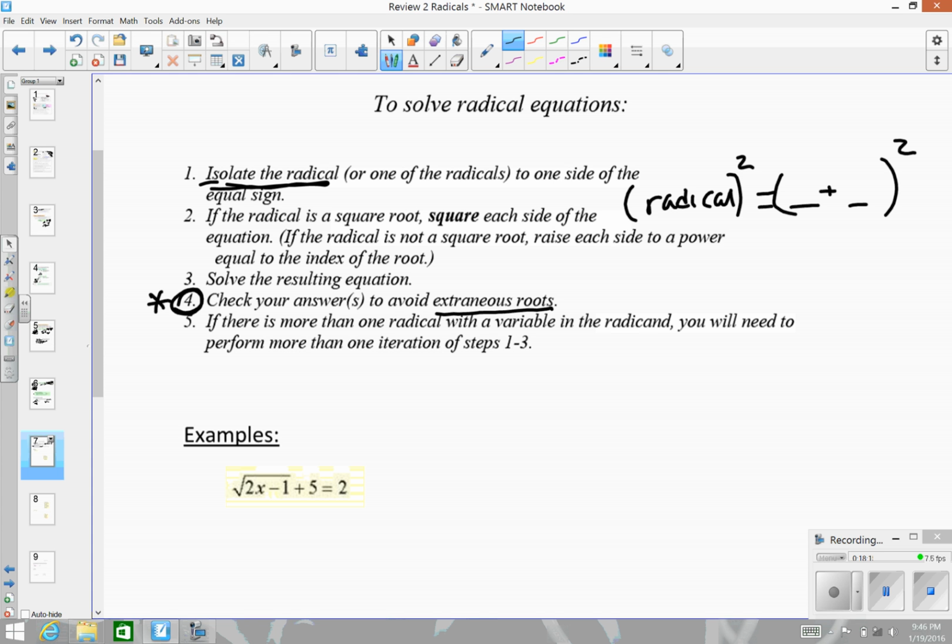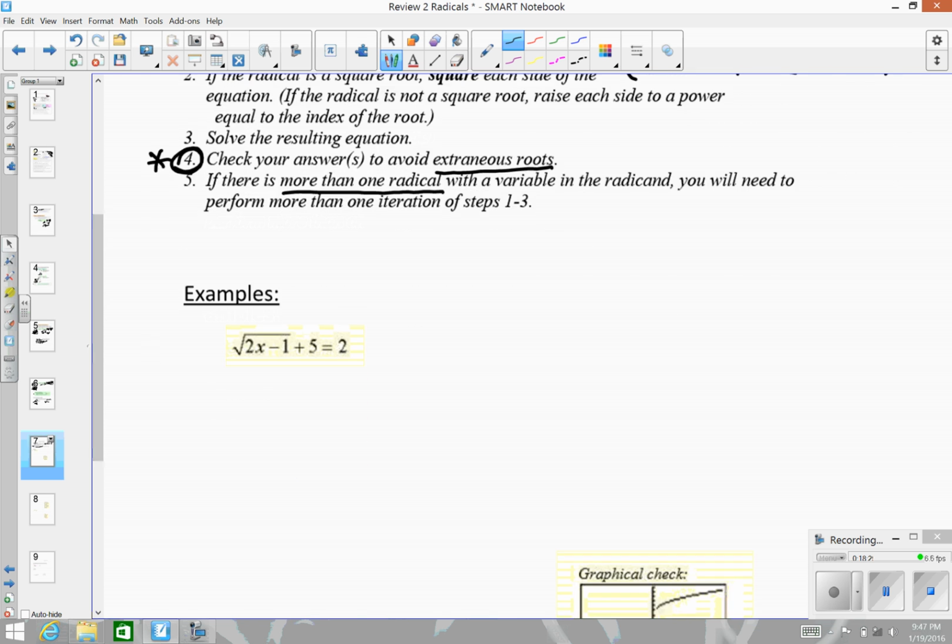If we have an equation where there is more than one radical, then we will actually have to do these steps more than one time, and we'll see an example like that shortly. Let's move on right now. Let's take a look at this first example, number 1.